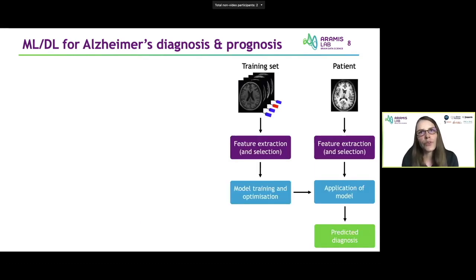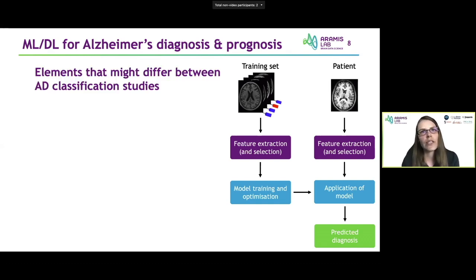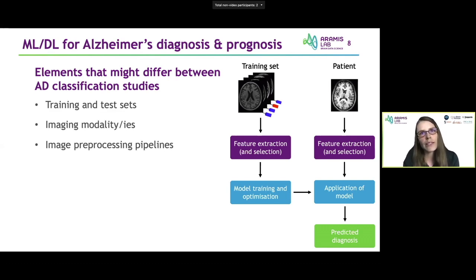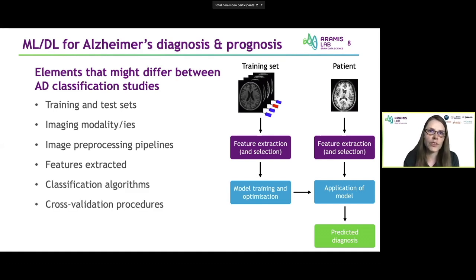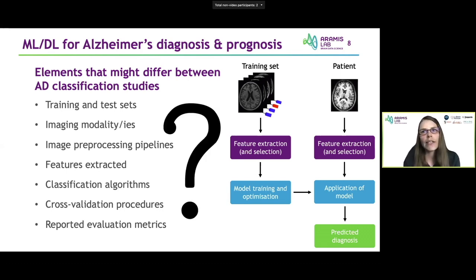However, the classification performance is difficult to compare across studies due to variations in training and test sets, imaging modalities, image processing pipelines, feature extraction, classification algorithms, cross-validation procedures, and reported evaluation metrics. And because these works are almost impossible to compare, it is very difficult to conclude which methods perform the best. And so the practical impact of this work has remained very limited.